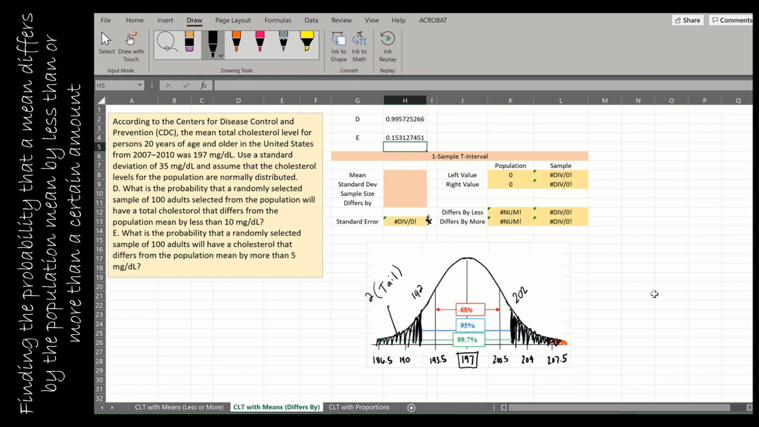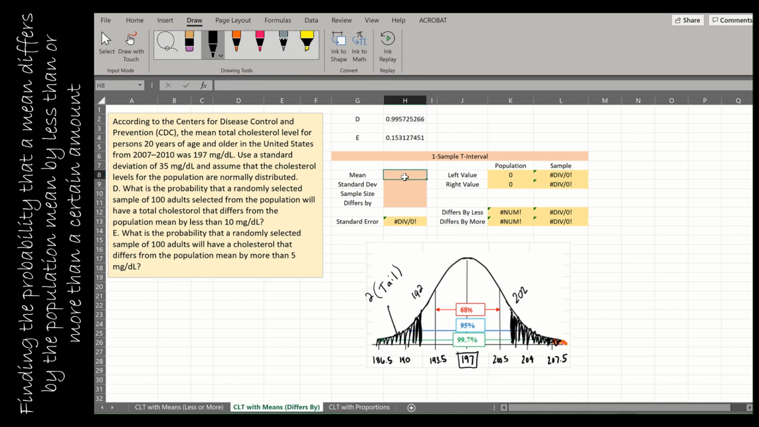Now, the big question is, how do I do this without having to plug all of that in every time? And there is a way. So there's actually 2 ways to do it. So with this means question, I've actually created a differs by column, and I'll show you how I used that. And then when we look at populations in just a moment, I am not going to have a differs by column. I'm just going to have everything together. So that's why there's just one tab for proportions.